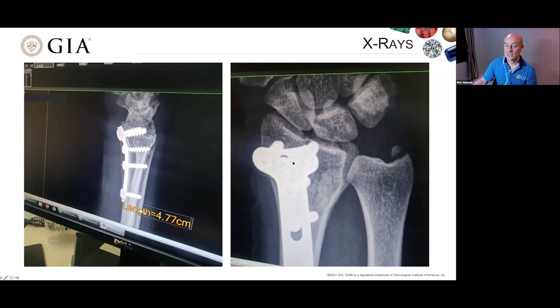So this is what we expect to see when we use X-rays, and in the medical world, everyone knows about it. But in gemology, not so many people maybe appreciate the uses of X-rays, and that's what I'm sort of sharing with you today.